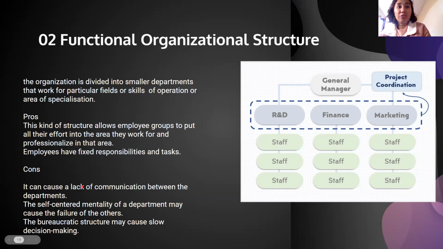Cons, it can cause lack of communication between the departments. So example, sa medtech department, actually, isang faculty kami, pero hindi ko pa masyadong nakakausap yung radtech department, yung PT department, yan, or mas lalo na yung mga IT department or yung mga engineering department, sobrang hindi ko na nakausap yung mga yun. So the self-centered mentality of a department may cause the failure of the others. So it could cause a competition, and the bureaucratic structure may cause slow decision making. Yan. So may hierarchy pa rin naman kasi ang naiba lang, na-group into functions. Okay.